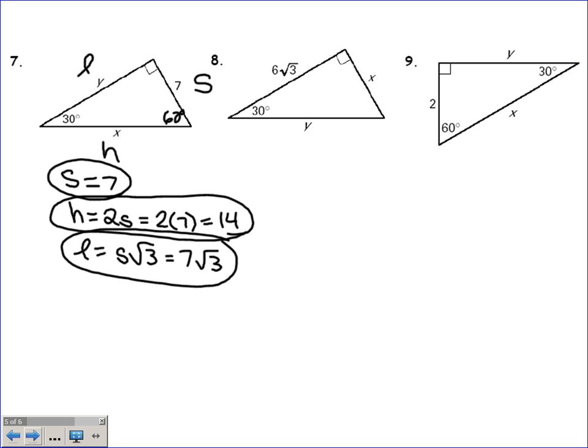Number 8. How many are there on here? 12? Holy smokes. What's the missing angle? 60 degrees. Everyone label the sides. They're kind of the same as the last ones. Which side are we given? Long. So long equals 6 times the square root of 3.